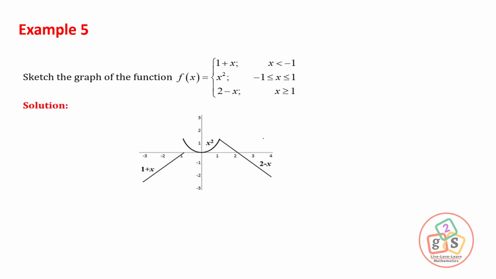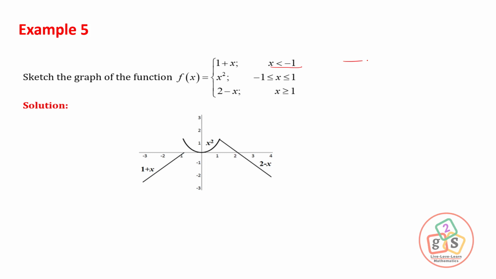And one more problem we will see now. Sketch the graph of the function f of x, which is defined as: when x is less than minus 1, the function is 1 plus x. When x is from minus 1 to plus 1, the function is x square, and when x is greater than or equal to 1, the function is 2 minus x.